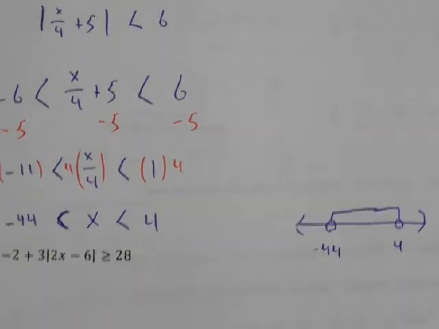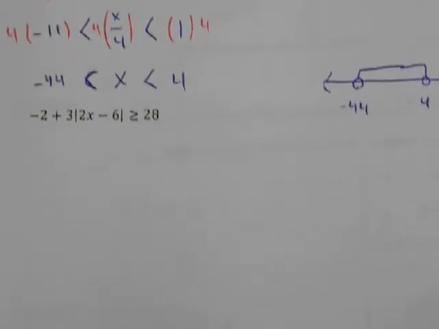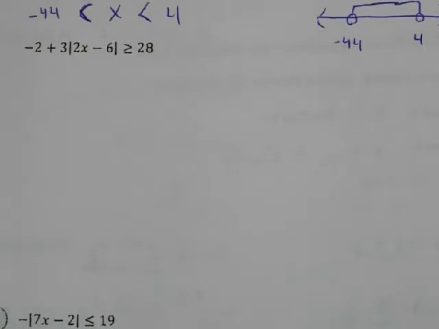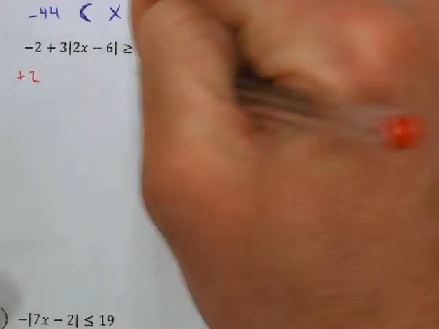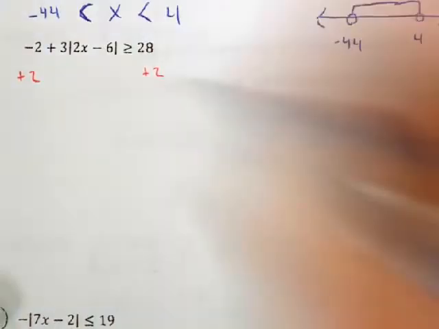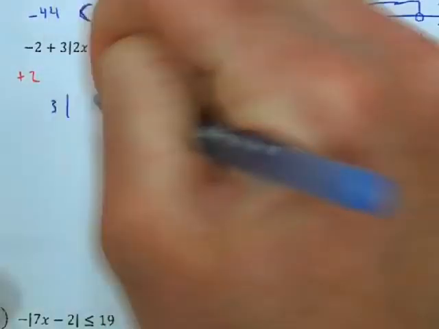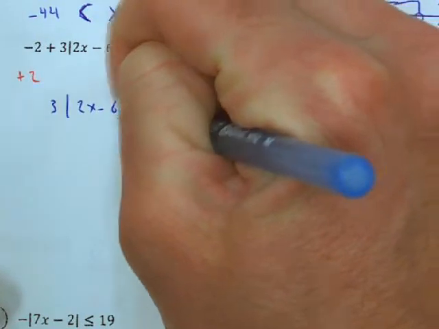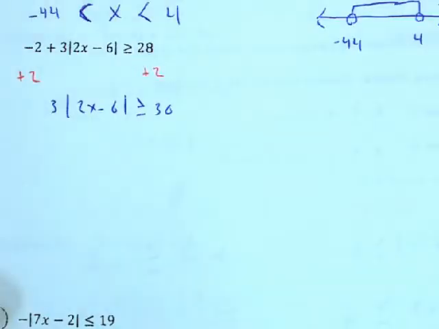Okay, next one. So the algebra is going to get a little bit trickier, but the idea stays the same. So here again, we want to get the absolute value part by itself. So let's start by adding 2 to both sides, which gives me 3 times the absolute value of 2x minus 6 is greater than or equal to 30. And then divide both sides by 3.